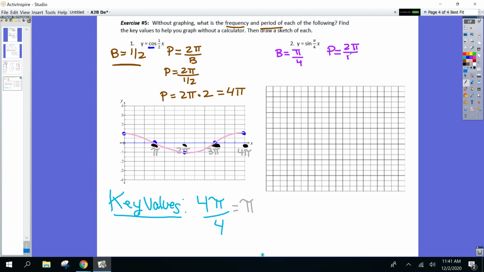All right, here we go, Liz. So it's going to be 2 pi divided by pi over 4. So 2 pi, and then you take it from here, Liz. What do I do next? 2 pi multiplied by 4 over pi. Good job. What's going to cancel? Pi's. Yep. So what's the period for this curve? 8. Just 8. Yep.